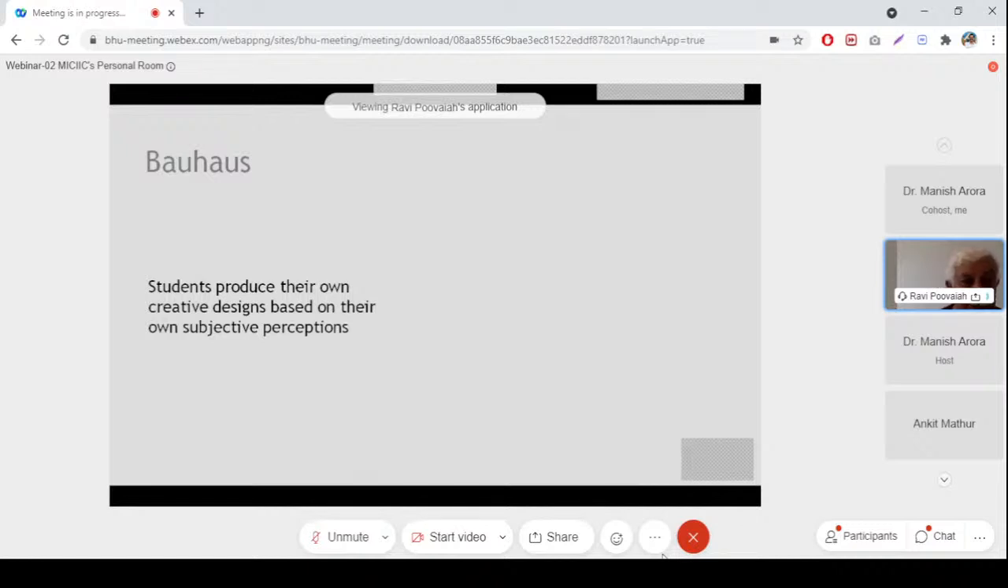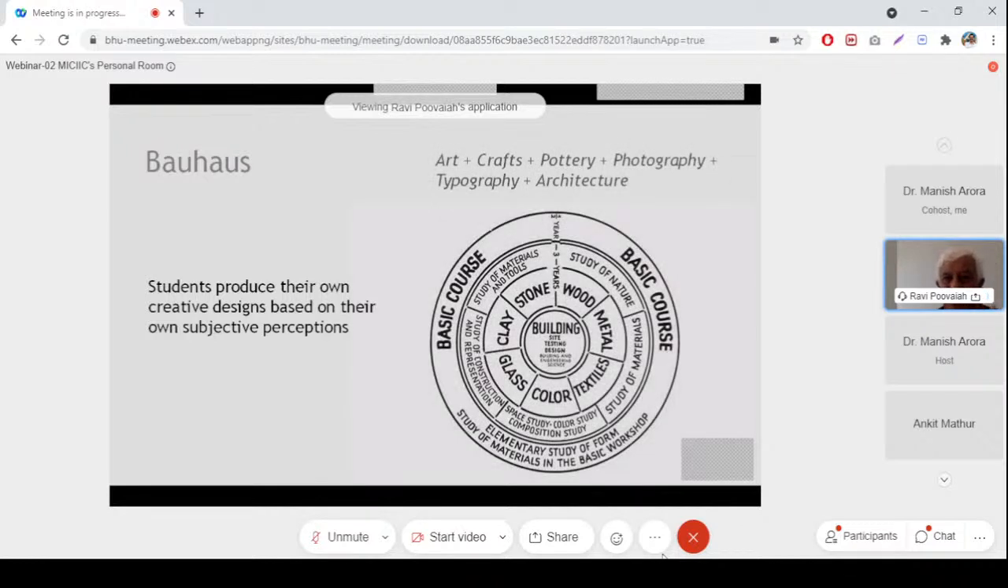Students produce their own creative designs based on their own subjective perceptions. Arts, crafts, pottery, photography, typography, architecture, they're all taught together. It was a 3.5 year program. The half-year program, a basic course, is an introduction into study of materials in the workshop and study of form. For 3 years, they studied construction, tools, nature, materials, and applied it to clay, stone, wood. These were the materials, and then they applied it to producing objects. This was roughly the course structure.